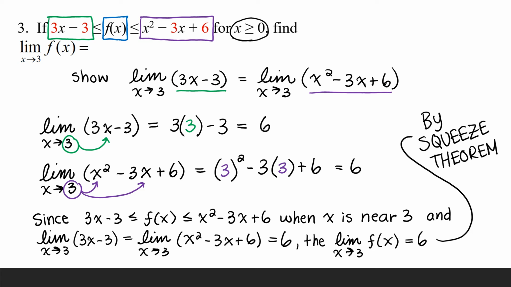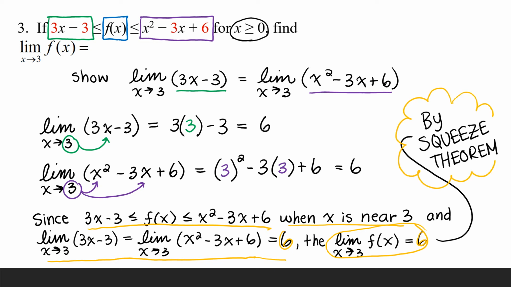The important part here is that you're showing the two parts of Squeeze Theorem. So showing this less than or equal to relationship when x is near 3, that you're showing that your outer limits are equivalent to each other, and that you're concluding that because these two things are true, your limit is also equal to whatever these two things were equal to. And just make sure that when you use the Squeeze Theorem, you're saying that you're using the Squeeze Theorem.